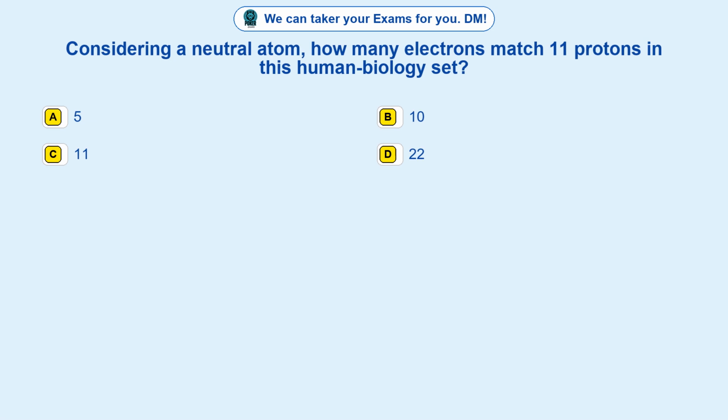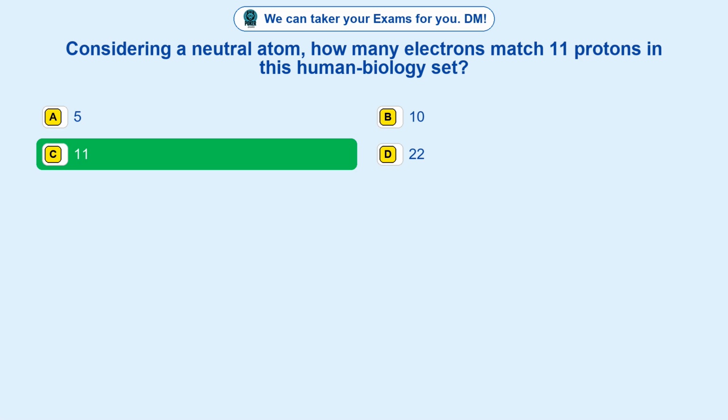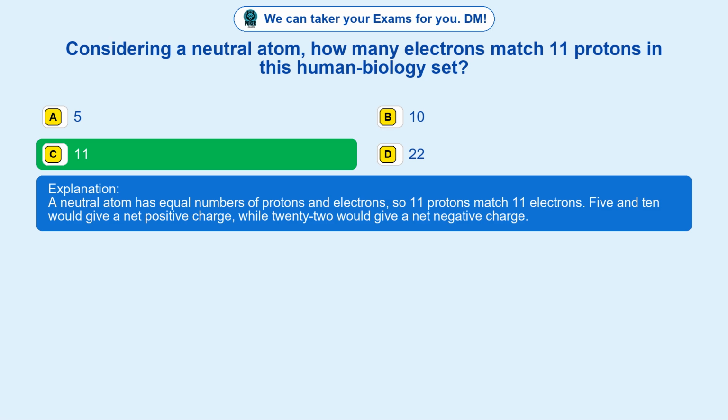Question 32. Considering a neutral atom, how many electrons match 11 protons in this human biology set? Option A, 5. Option B, 10. Option C, 11. Option D, 22. The correct answer is option C, 11. A neutral atom has equal numbers of protons and electrons, so 11 protons match 11 electrons. 5 and 10 would give a net positive charge, while 22 would give a net negative charge.